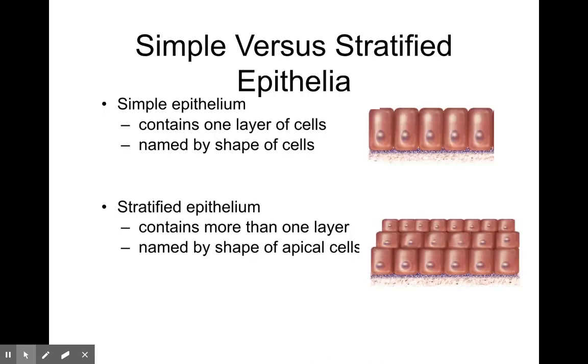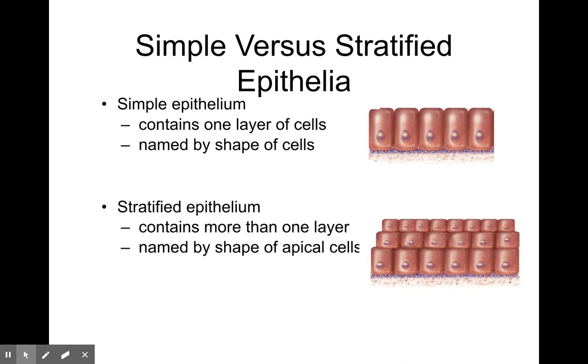We have simple versus stratified epithelial. So these are the two major categories of the tissue type. Simple epithelial means that it's one layer of cells. The name is dictated ultimately by the shape of the cell. We have three shapes. We have squamous, which is flat, cuboidal, which is square or cube-shaped, and columnar, which is column-shaped or rectangular. So simple squamous is a single row of flat cells. Simple cuboidal is a single row of cube-shaped cells.